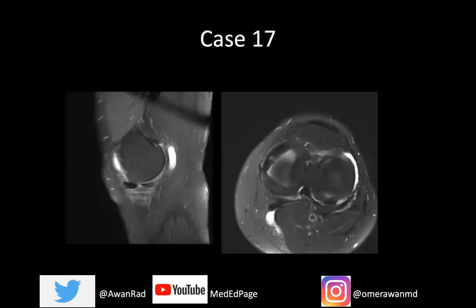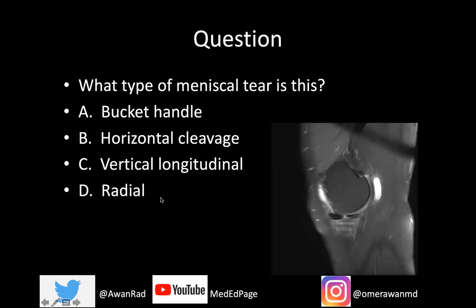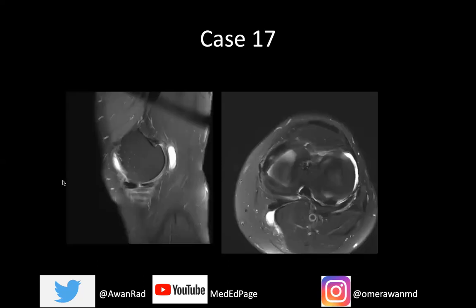Case 17, we have a sagittal and axial T2 fat-saturated images through the knee at the level of the meniscus. We have an example of a meniscal tear. What type of tear is this? Well, this is a radial tear. Notice that it's perpendicular to the tibial plateau. The tibial plateau is running like this. It's perpendicular to that, and it's also perpendicular to the long axis of the meniscus.